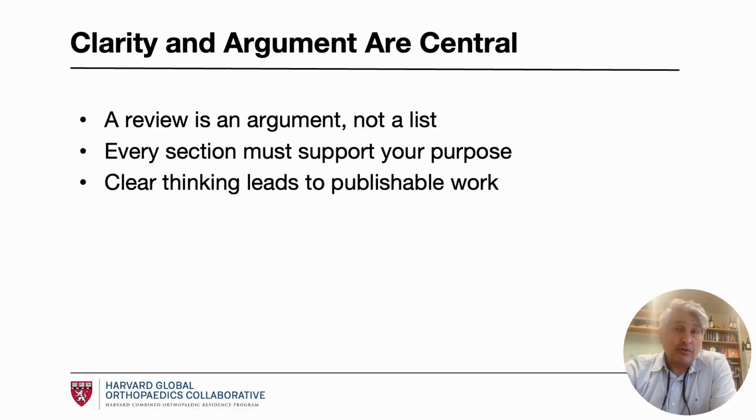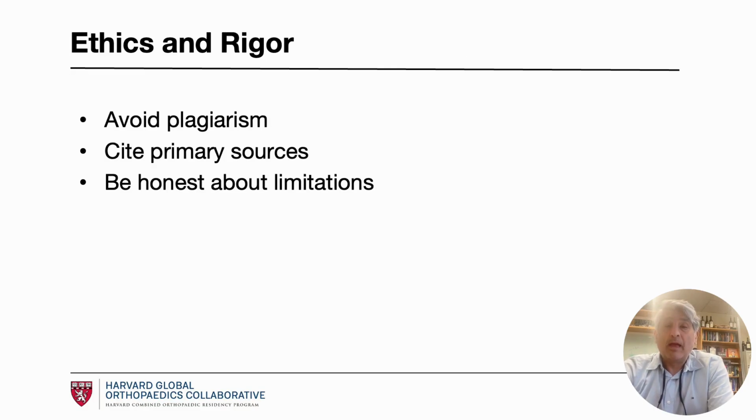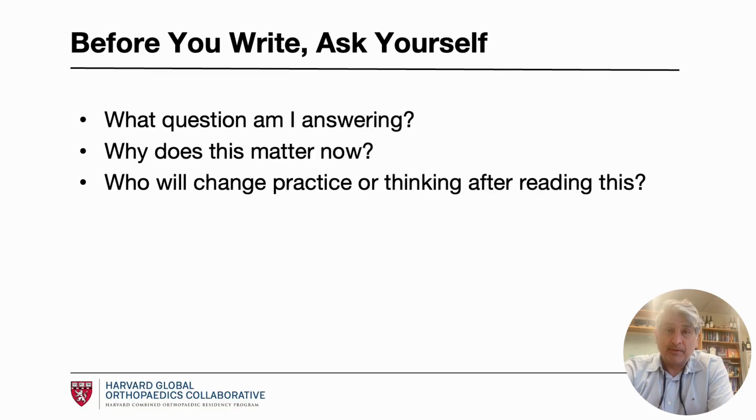Clarity and argument are central. If you cannot explain why your review matters in 30 seconds, neither can your reader. So remember, a review is an argument, not a list. Every section must support the purpose that you started with, and clear thinking leads to publishable work. Ethics and rigor are foundational. You avoid plagiarism, you cite primary sources, and you are honest about limitations.